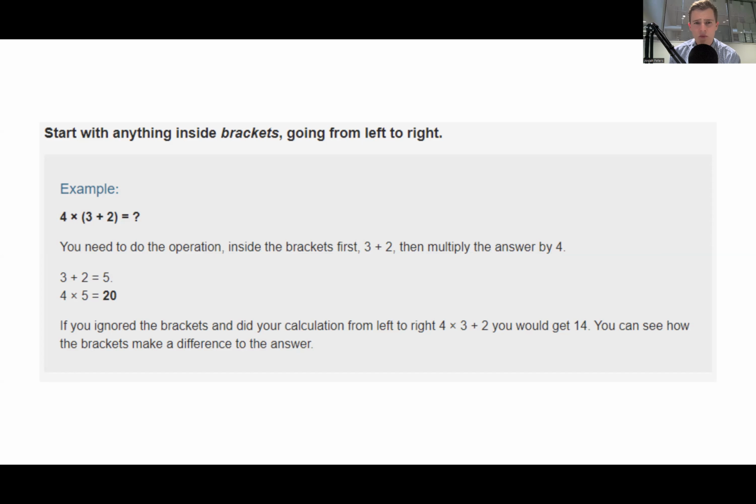However, if you ignored the brackets in this calculation, going from left to right, you might get 4 times 3 plus 2, which 4 times 3 is 12, plus 2 would give you 14, which would give you the wrong answer. Hence why we need to always follow the acronym BODMAS and do the brackets first.